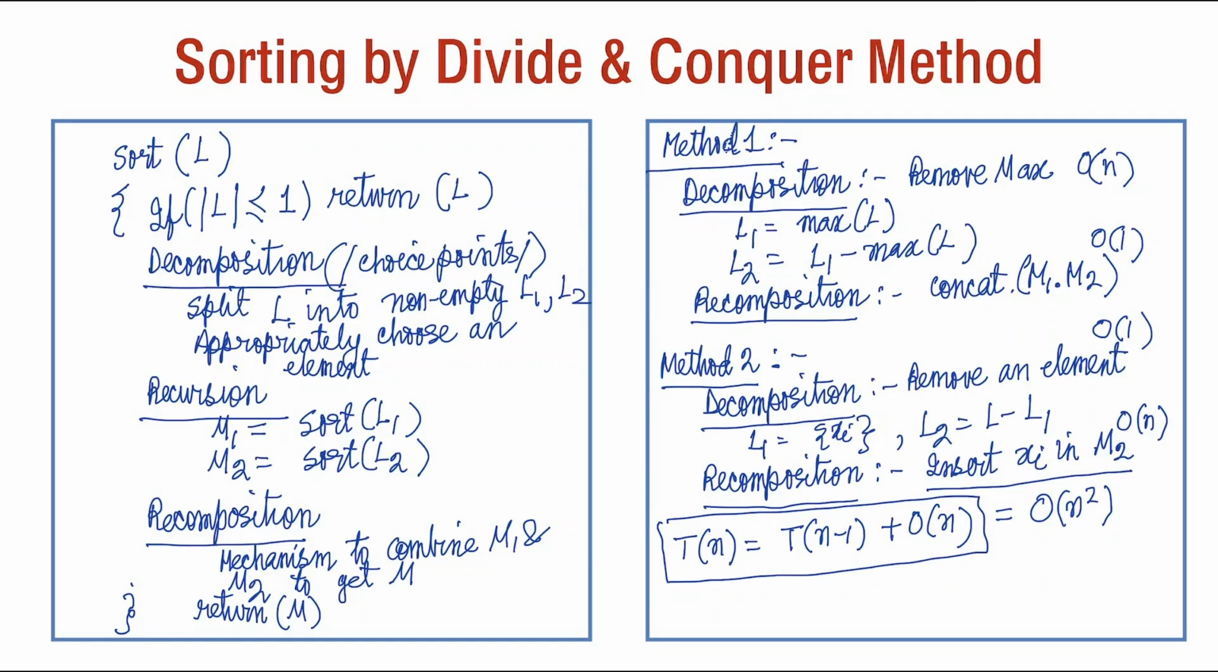But then we saw that we can use data structures. In method 1 we could use a heap data structure, and in method 2 we could use a balanced binary search tree data structure, and by applying these two data structures we could convert this to an n log n algorithm.